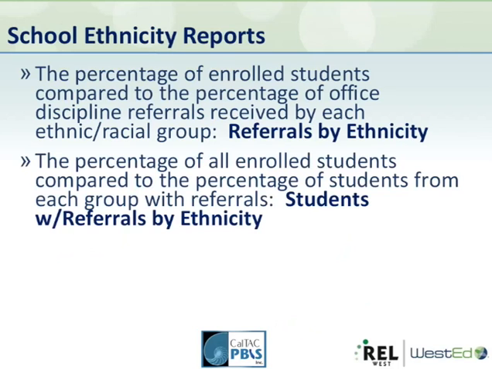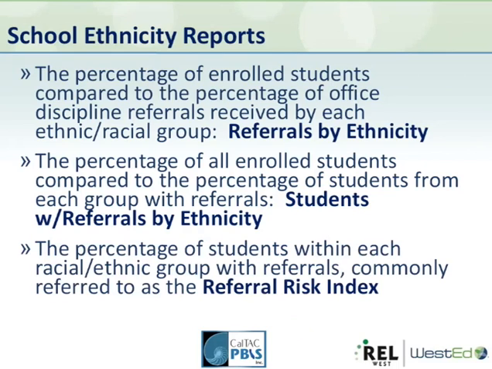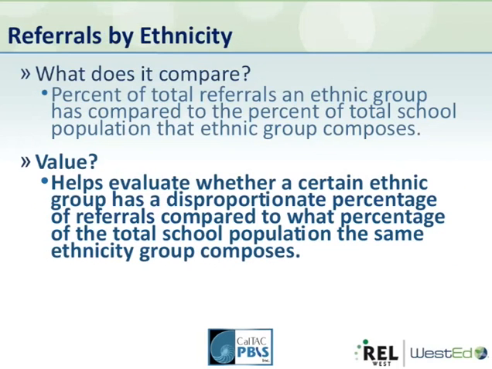The second data point is the percentage of all enrolled students compared to the percentage of students from each group with referrals. So now it's students with referrals and then referrals by ethnicity. So we're looking now at students to students within each group. The third data point is the percentage of students within each racial ethnic group with referrals, and this is commonly referred to as the referral risk index. So we're going to take a look at each one of these in more detail so that you can understand them a little clearer. So the first one was the referrals by ethnicity.